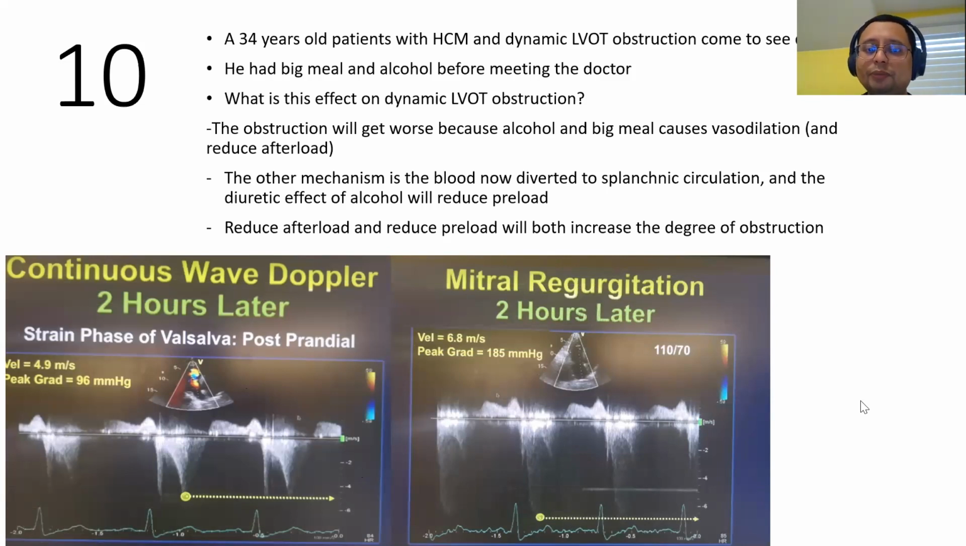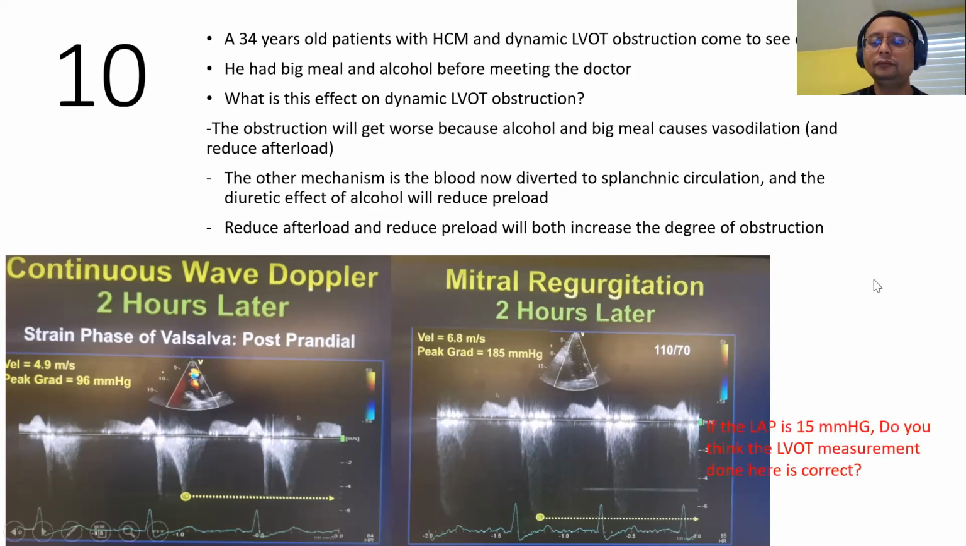You know that the patient has a big obstruction, and suddenly they come to your office and the obstruction has become less. Ask them to go out and eat, or take alcohol, or no, don't take alcohol, just eat only, and then come back to see you in clinic. Then the obstruction will become worse. If I say the LAP is 15 mmHg, you can recalculate yourself to see whether the LVOT obstruction is correct or not.